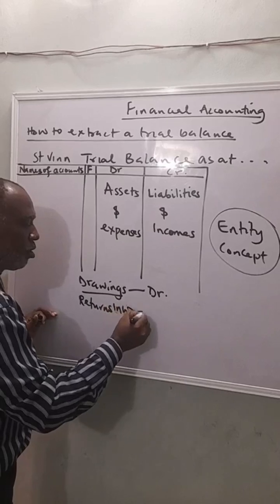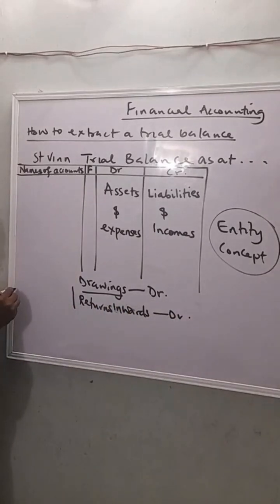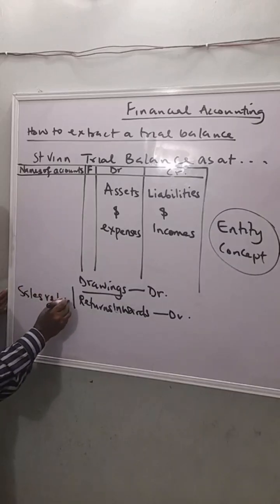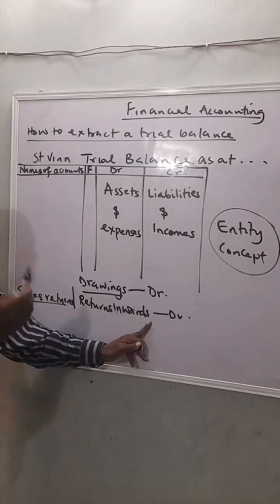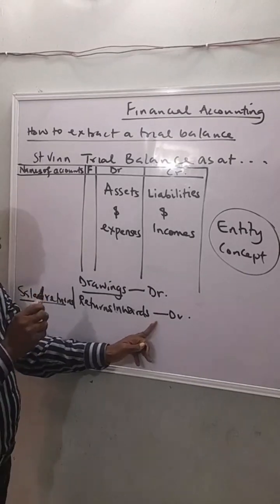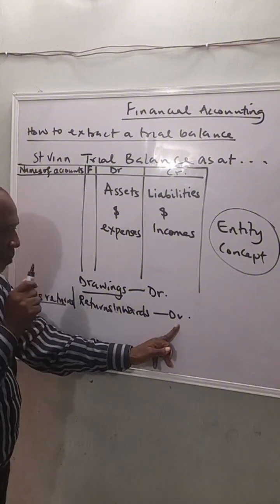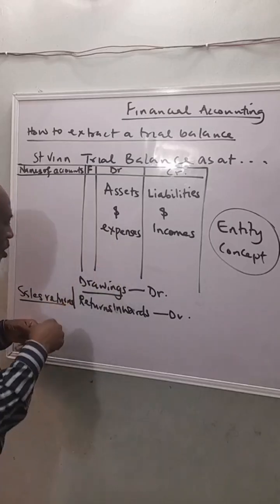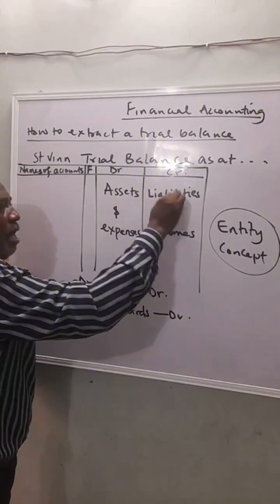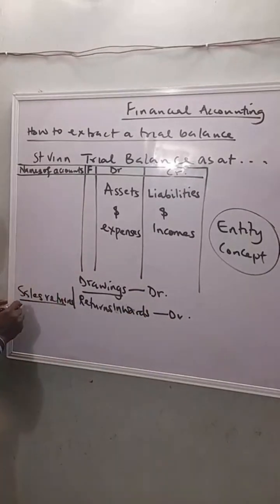Returns inwards. Returns inwards is always debited. Another name for returns inwards is the same thing as sales returns. So when you see sales returns or returns inwards written in an examination, the double entry allows returns inwards to be debited to the trial balance. So anytime you see returns inwards, it will be on the debit side of the trial balance, because this returns inwards is not an asset, not a liability, not an expense, not an income, but the double entry allows us to put it in that place.